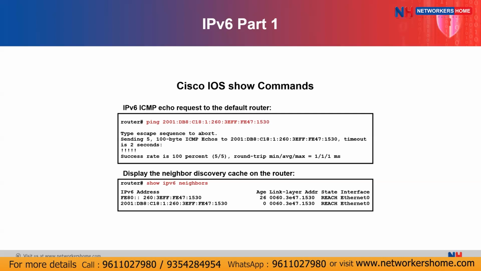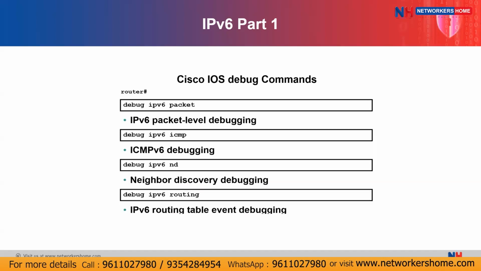In the neighbor discovery cache in our router, we have two IPv6 neighbors. It will provide you the IPv6 addresses. First is the link local address along with the MAC address. And then we have the address, age, link layer address, state, and interface; all this information we are receiving.